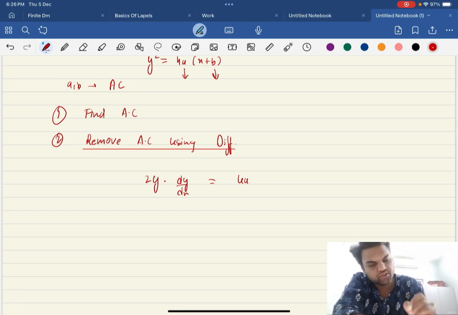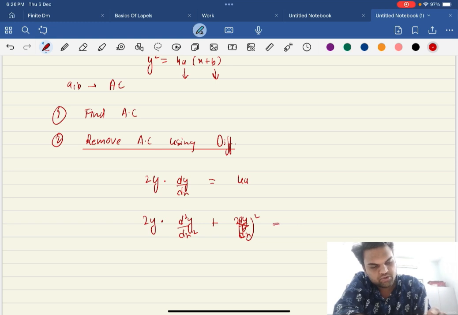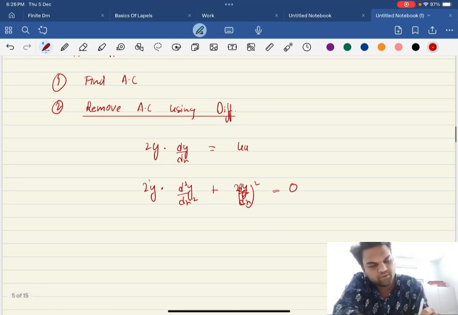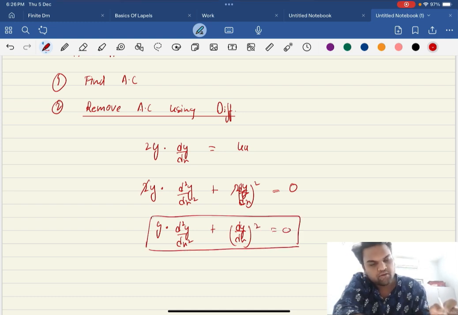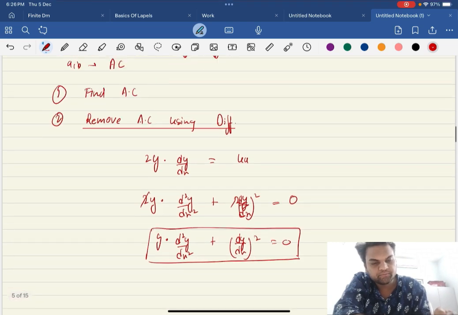Now we differentiate this equation again. We will get 2y d square y over dx square plus 2 times (dy over dx) whole square equals 0. Now we cancel the 2, we get y into d square y over dx square plus (dy over dx) whole square equals 0. This is the required differential equation of the given equation.